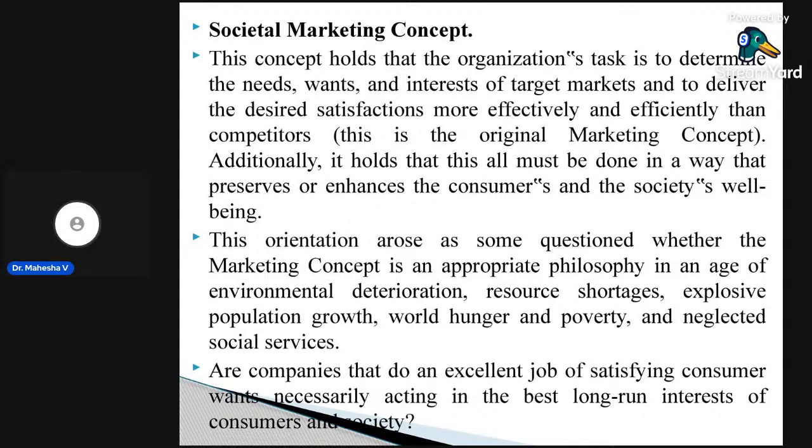What it indirectly says is that you can produce whatever goods or services, but they should not harm society. We should not create any hazard to society. You need to produce hazard-free products.